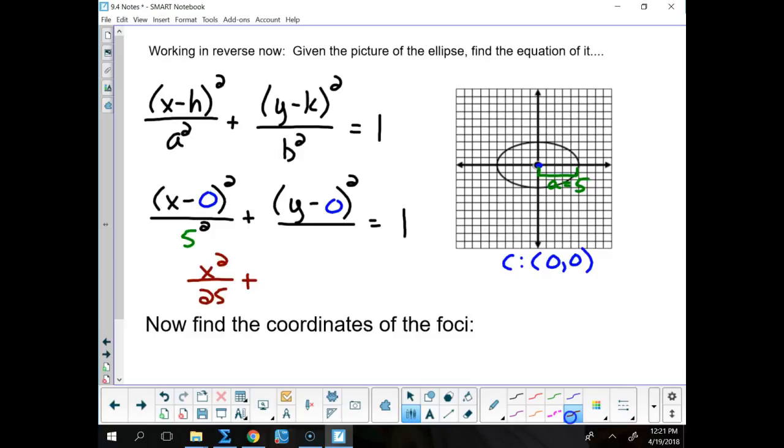Right? Now what? Same thing for the y. For the y. So it counts up. So this part right here is my b, and that's going to be equal to, looks like 3. So the equation of this ellipse is x squared over 25 plus y squared over 9 equals 1.